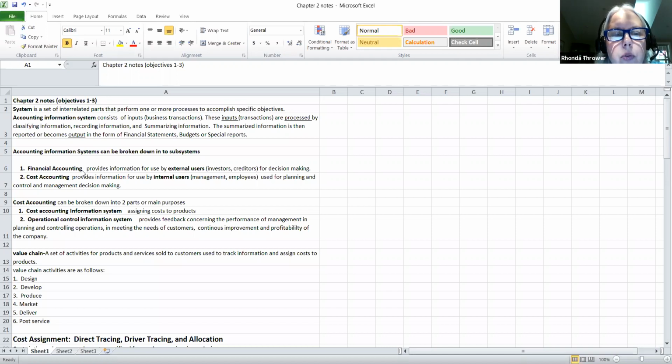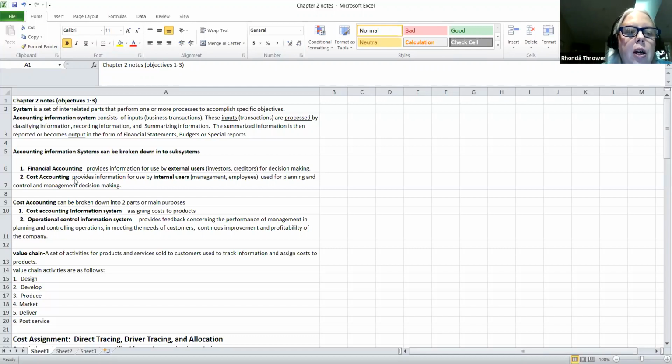These users of accounting information that are external users might be investors that would be interested in taking some of their cash and investing in our company so that they can make a profit off of their investment. And creditors might also be interested in financial accounting information. So our bankers, people who are giving us loans, would certainly be interested in the financial information. And we call this financial accounting.